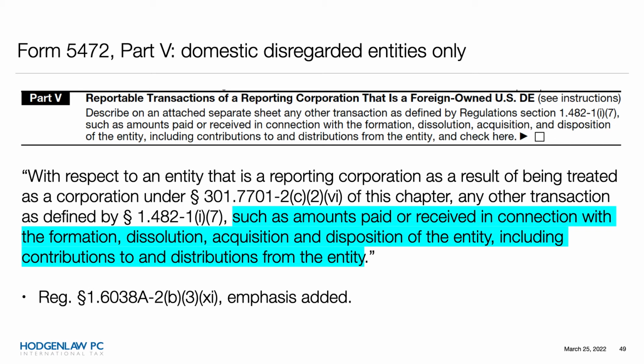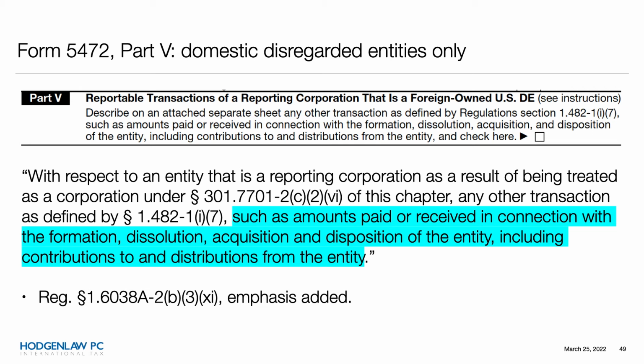Now the question is, we know that we have a reporting corporation because we have a disregarded entity that has 100% non-resident foreign ownership. So it's a reporting corporation. And we know that we have a related party, namely the 100% owner, right? So that's a 25% plus foreign shareholder. Well, 100% is better than 25%. Now the question is, do we have a reportable transaction?